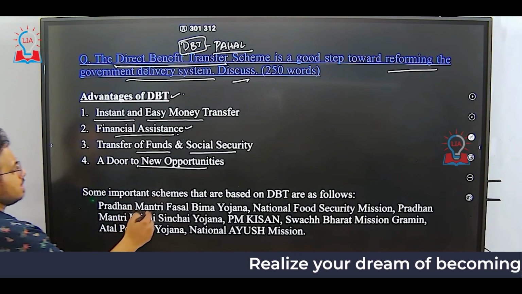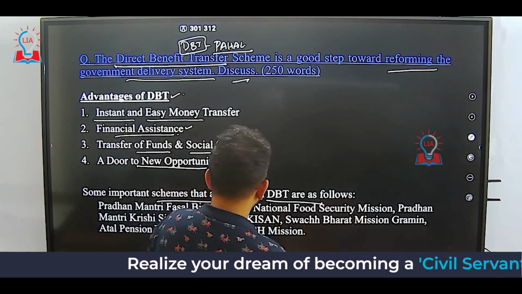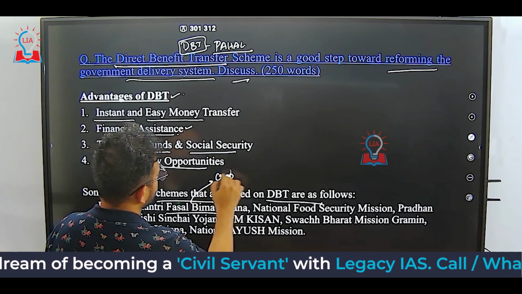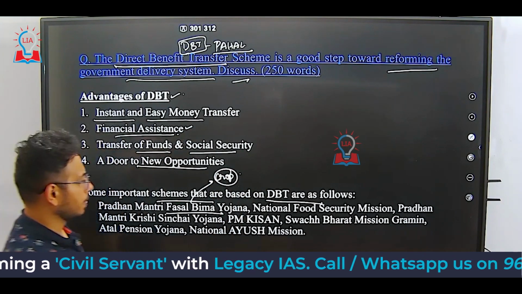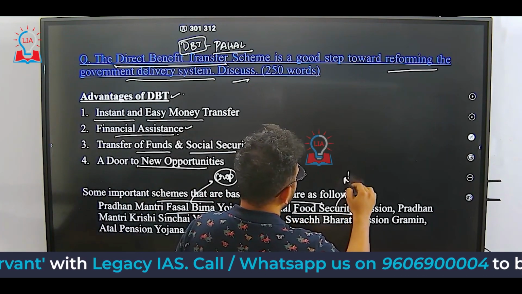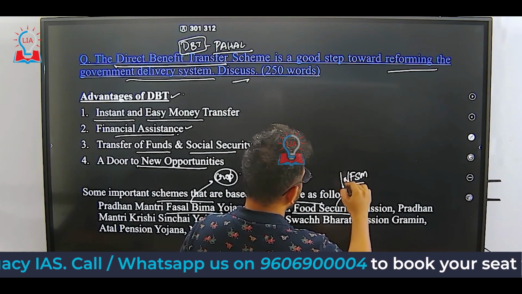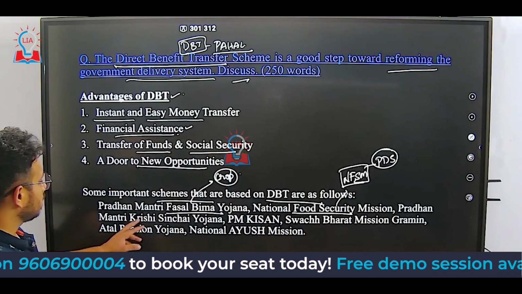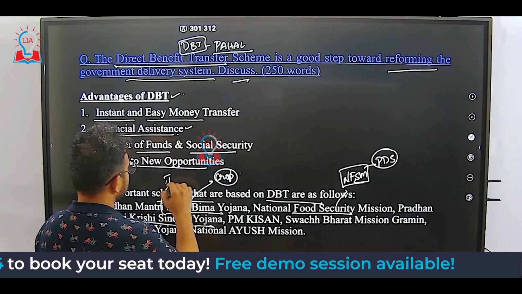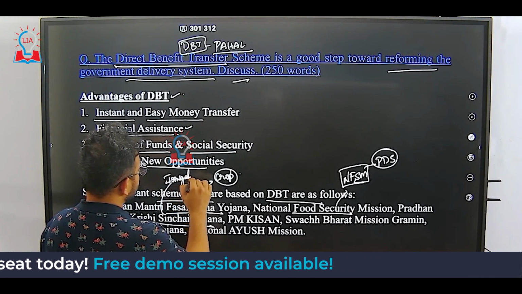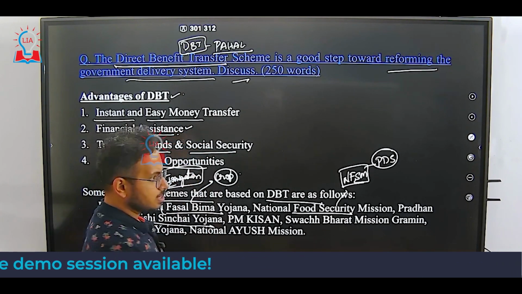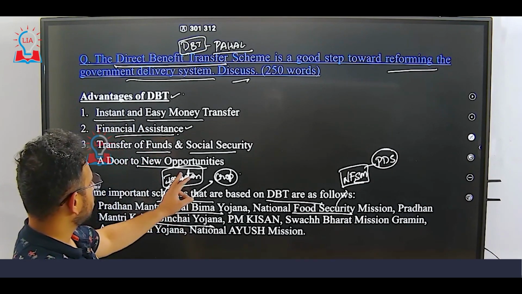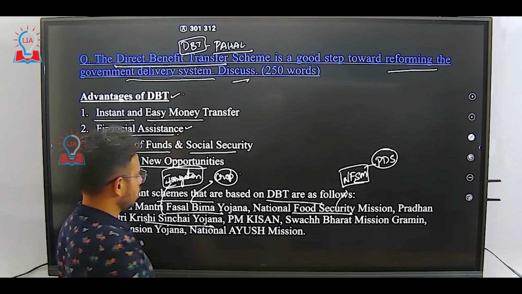Now some of the important schemes that are based on DBT are as follows. Pradhan Mantri Fasal Bima Yojana, a crop insurance scheme. National Food Security Mission, NFSM, which is an integral part of the PDS, Public Distribution System. Pradhan Mantri Krishi Sinchay Yojana is a scheme for irrigation. For example, if a farmer implements drip irrigation techniques in his agricultural field, then the government gives subsidies, and this is called Pradhan Mantri Krishi Sinchay Yojana.